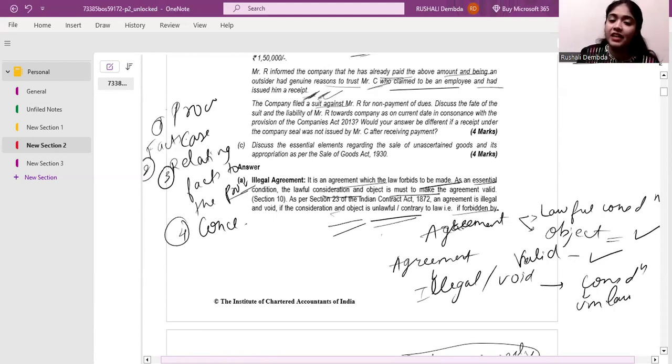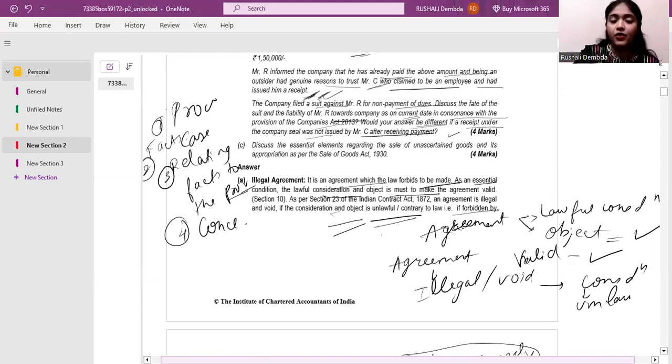The company filed a suit against R for non-payment of dues. Discuss the fate of the suit and the liability that Mr. R has towards the company as on the current date, in consonance with the provisions of the Companies Act. Would your answer be different if a receipt under the company seal was not issued? Now, this reminds you that we have to check the doctrine of indoor management.